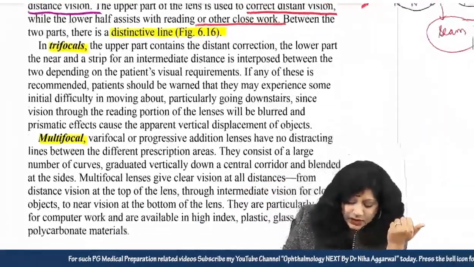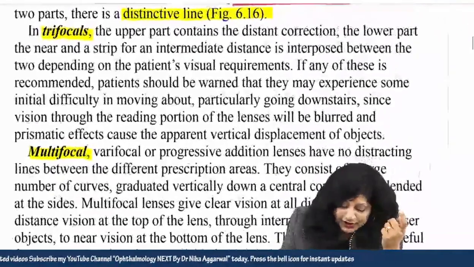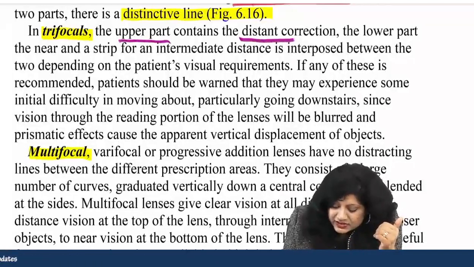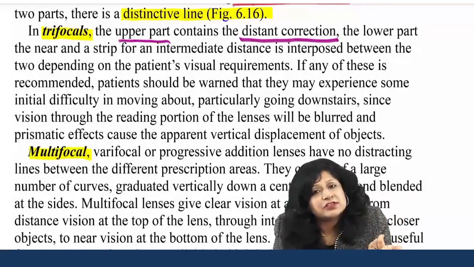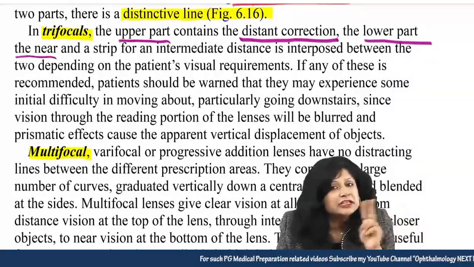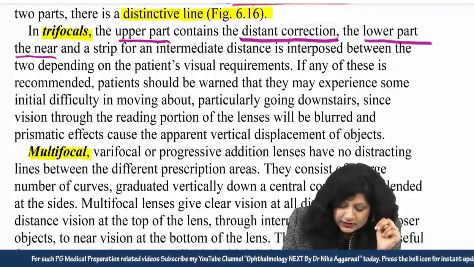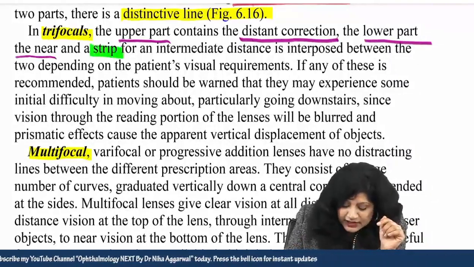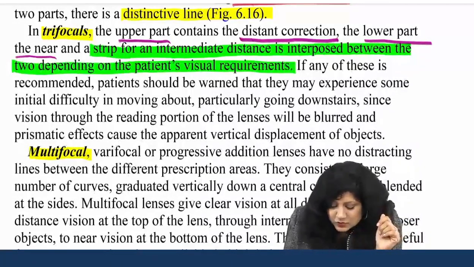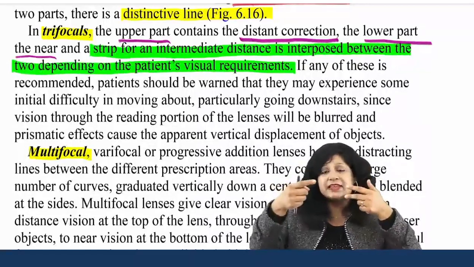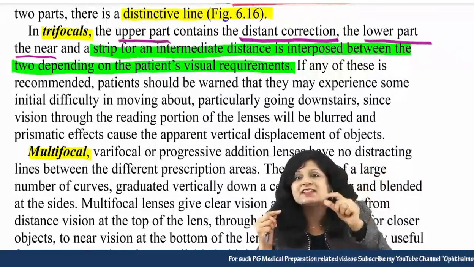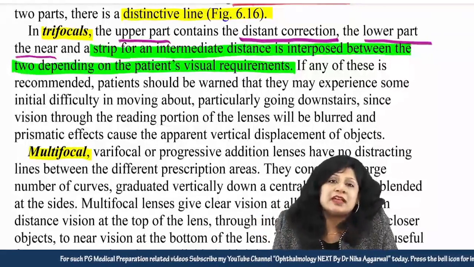Okay. Now, coming to the trifocals. In the trifocals, we have got upper, middle and lower parts. The upper part contains the distance correction, like that was available in the bifocal also. Then the lower part is for the near. So these two things are the same. I have got an additional thing here, that is your strip for the intermediate vision. It is interposed between the two depending upon the patient's visual requirement. So in between the distance correction and the near correction, we give that intermediate strip. How wide this intermediate strip is will depend upon the individual's requirement.